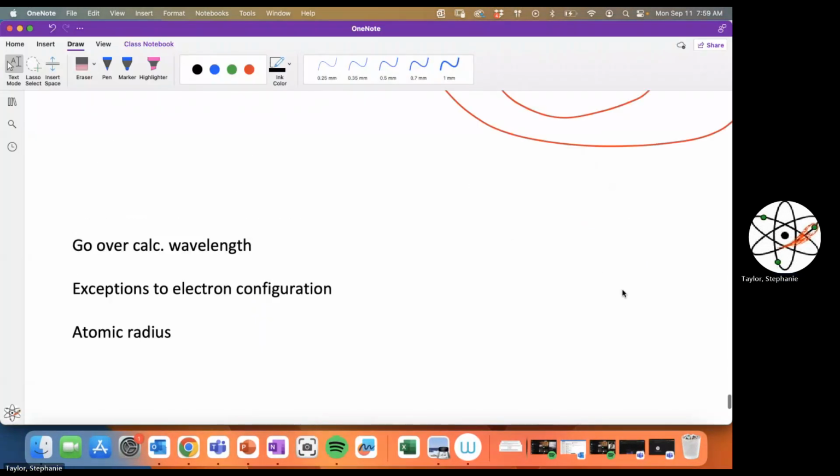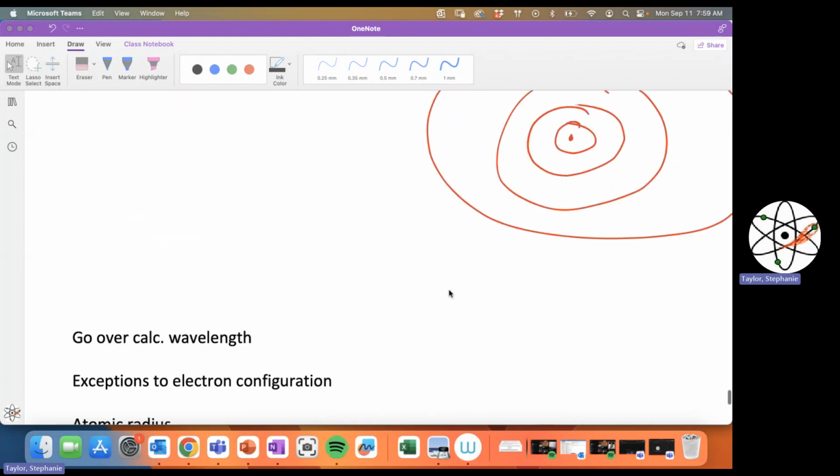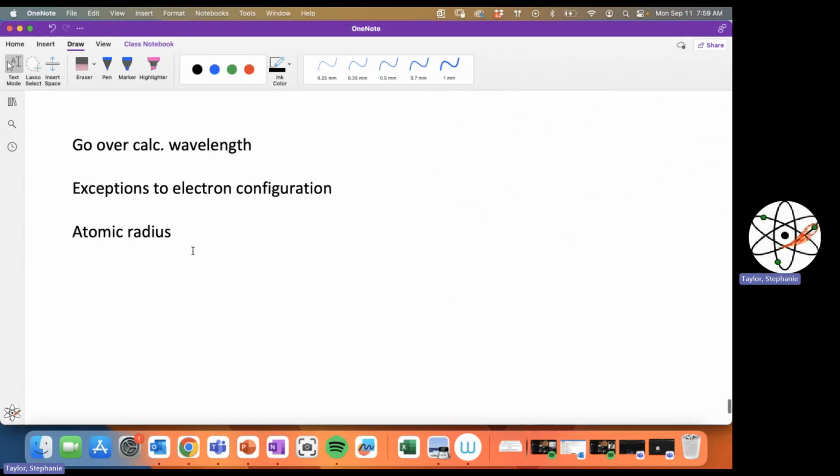All right, so our next set of questions is to go over the calculated wavelength, exceptions to electron configuration, and dealing with atomic radius, and then it's exam questions after that. So going over how to calculate wavelength. I'm going to go ahead and assume that you're asking for the most complicated wavelength calculation that we have, which is the one that would sound something like this.